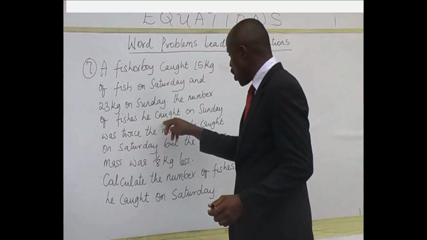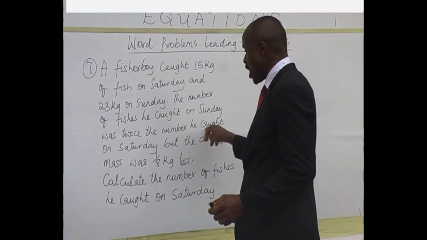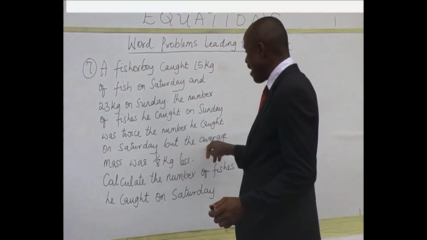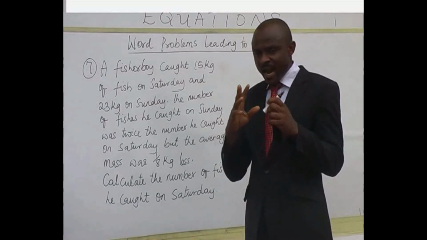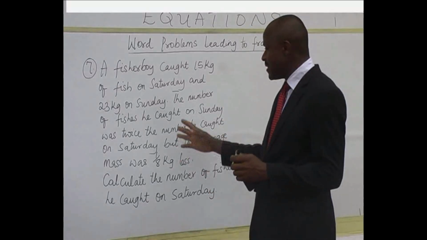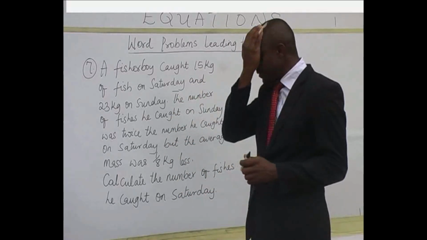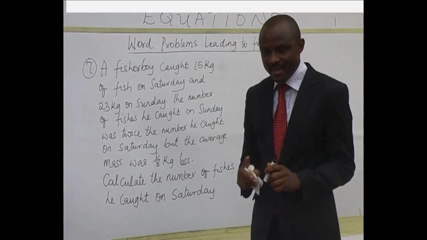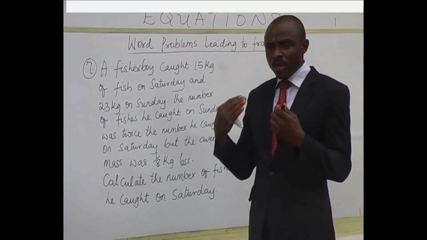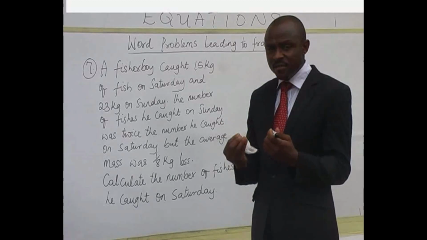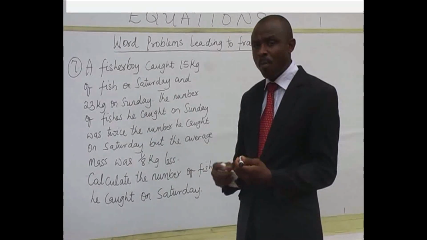The number of fishes he caught on Sunday was twice the number he caught on Saturday, but the average mass was 1/8 kilograms less. At times, students, when they get this kind of word problems, they will get confused. In this concept, the number one thing you must do is this: try to understand the sentences, try to understand the questions, because the items you are going to sieve, which you are going to use in working, must come from the questions or must come from the sentences.